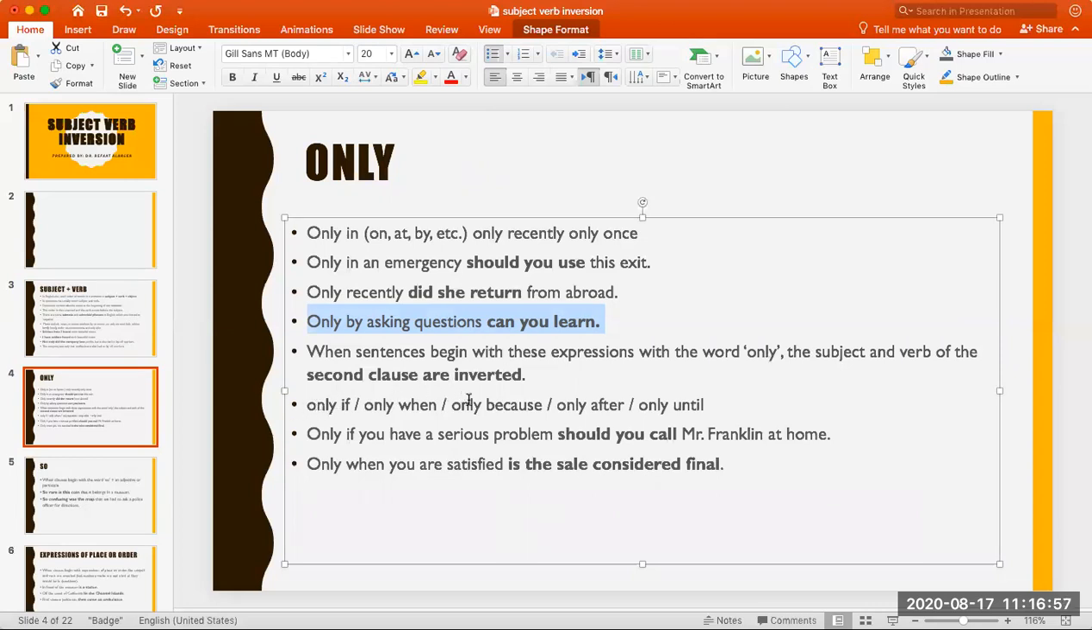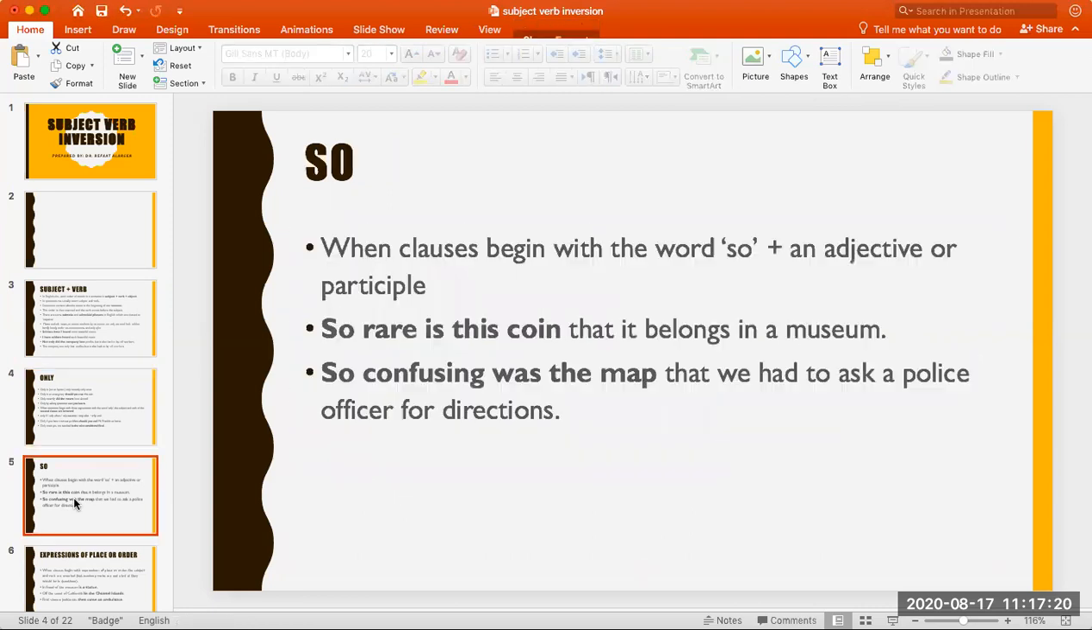If you begin with only if, only when, only because, only after, only until, you invert the subject and the verb, but in the second clause, not in the first one. So only if you have a serious problem should you call Mr. Franklin at home. Only when you are satisfied is the sale considered final.